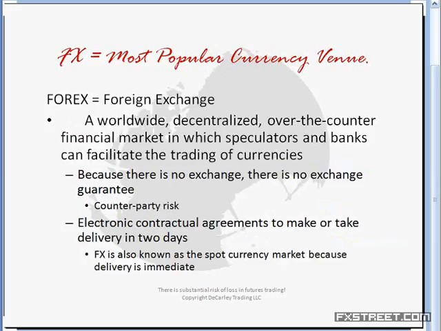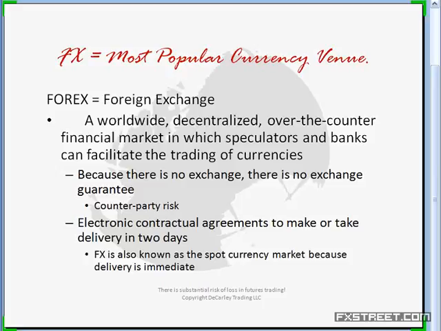Okay, we're going to start with Forex. Forex is, without a doubt, the most popular currency venue. Why? It's hard to say. I think the Forex industry was built on fabulous marketing, great technology, and traders like that. And traders know about it, so that's where traders tend to go. But that doesn't necessarily mean it's the best for everybody.